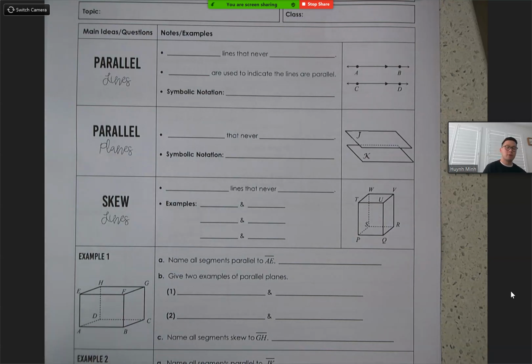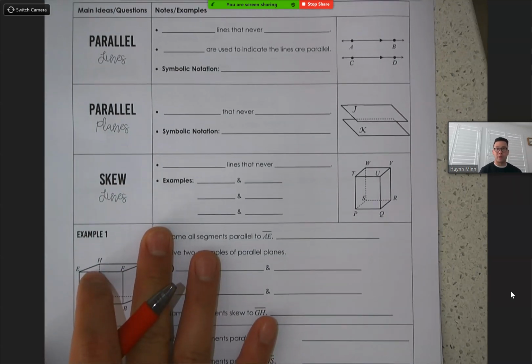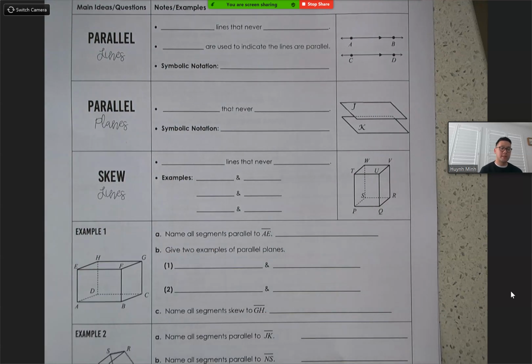Some of it's review, or I should say the majority of it is brand new content, but it's not going to be hard. The more exposure you get, the more you work with these types of terms, things will become a lot easier, okay? So to start off, we're going to talk about parallel lines, because that's pretty much going to be the majority of our unit, parallel lines and angle relationships. But I'll ease you guys into it.